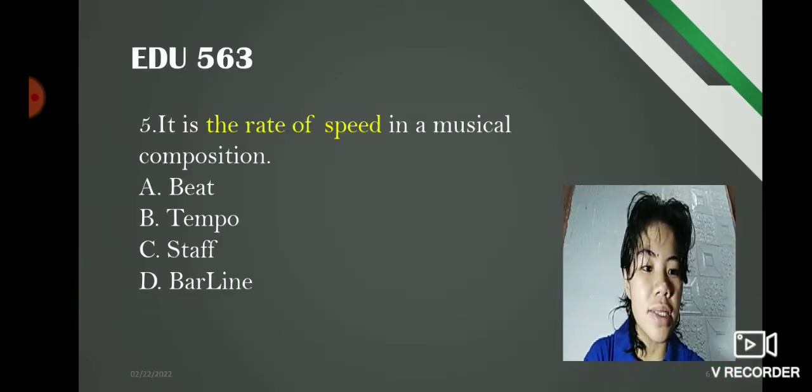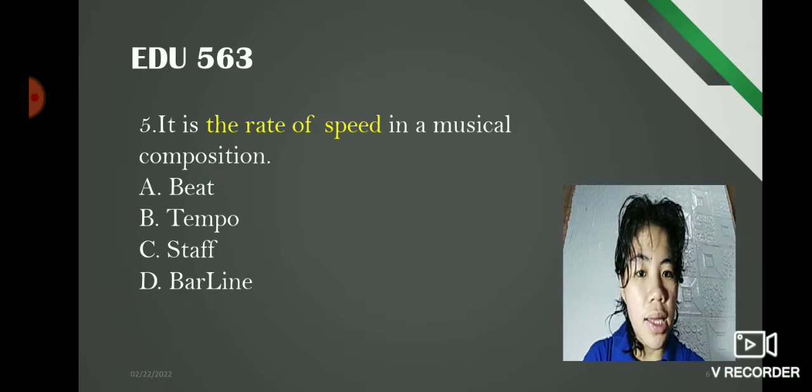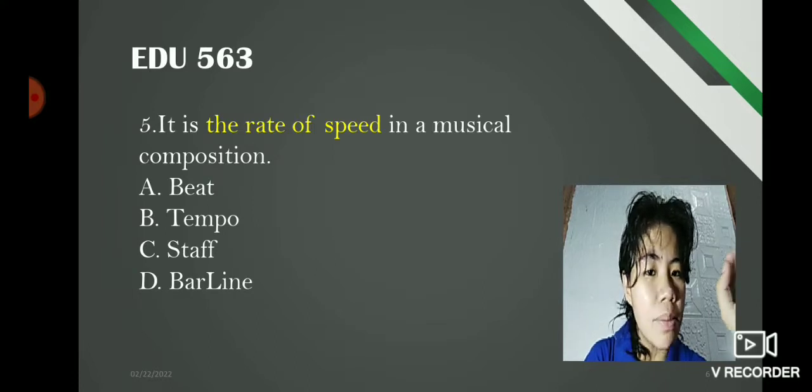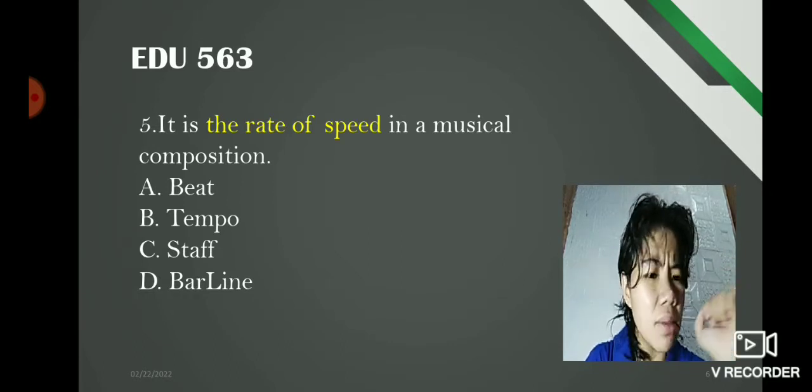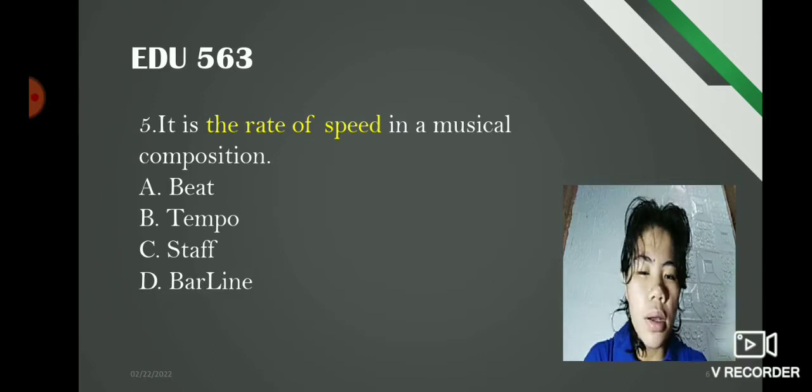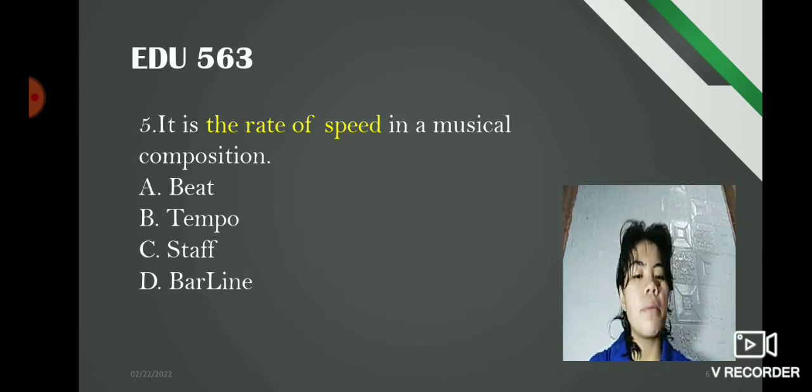In Edo 563, it is the rate of speed in a musical composition. The highlight word here is the rate of speed. A. Beat, B. Tempo, C. Staff, and D. Bar line. So the answer here is the tempo.